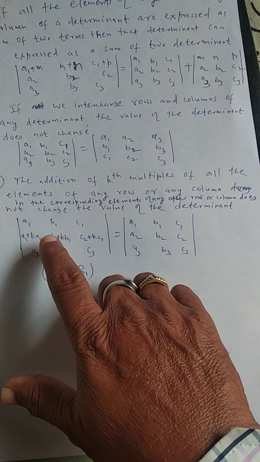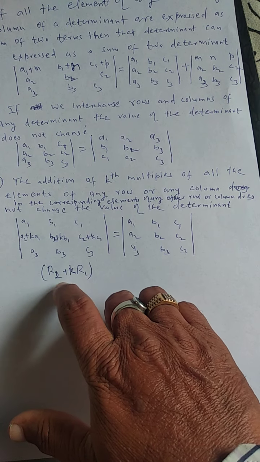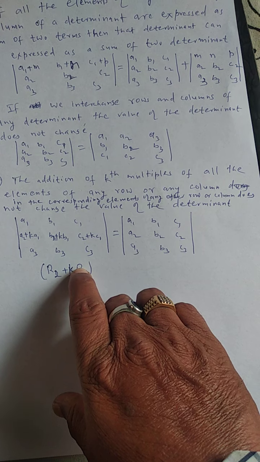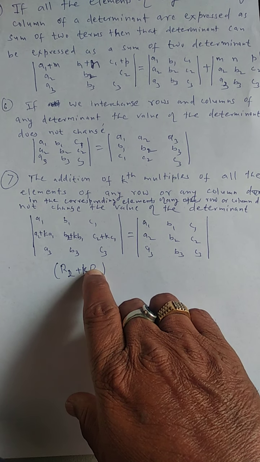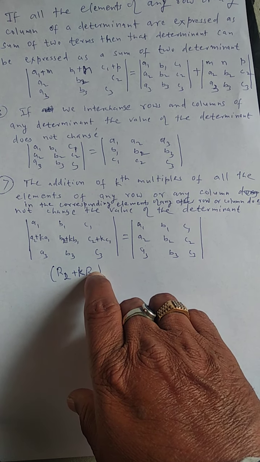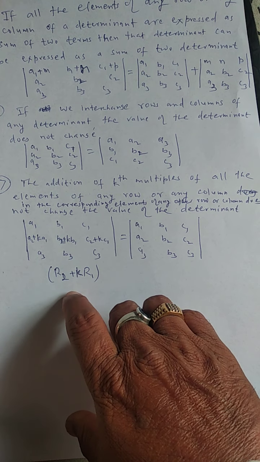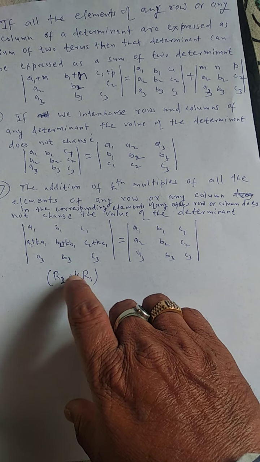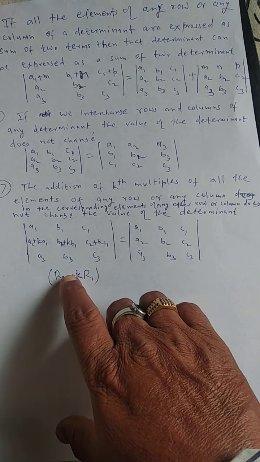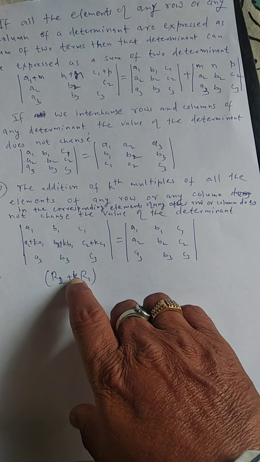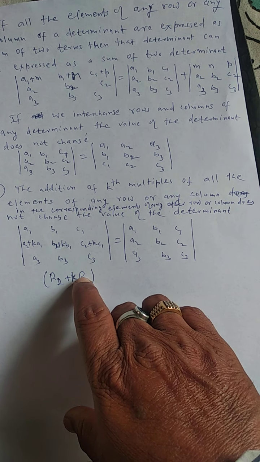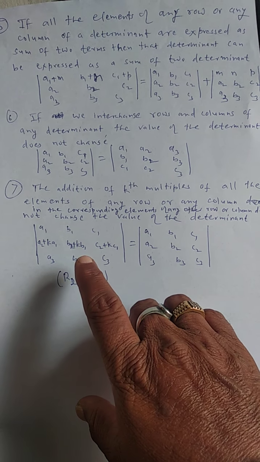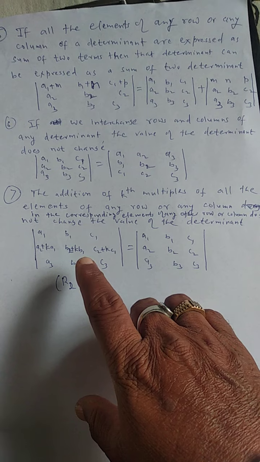There is no change in the values, and this we can denote by R2. What we have done is add to the second row the k multiples of all the elements of the first row, so R2 becomes R2 plus k R1. Similarly, you can take R2 minus R1, or R2 plus R1 when k is 1, R2 minus R1 when k is minus 1, R2 plus 2 R1 when k is 2, R3 minus R2, whatever it may be. It is as per the requirement of the example.